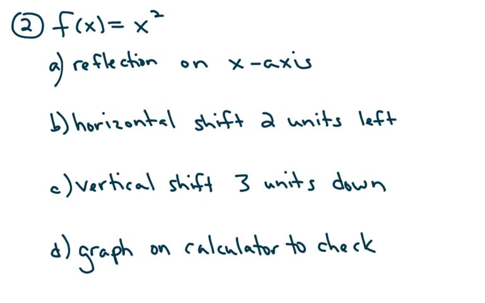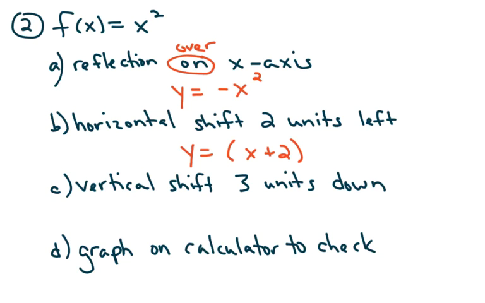In problem 2, using the parent function f of x equals x squared, create an equation to show each transformation. So in order to show reflection on the x-axis, or we normally say reflection over the x-axis, the equation would be negative x squared. A horizontal shift 2 units to the left would be (x plus 2) in parentheses squared. When we shift the graph left or right, you add or subtract inside a set of parentheses.